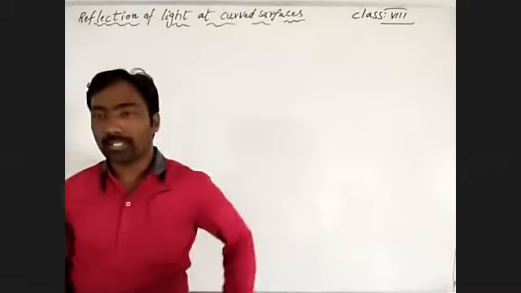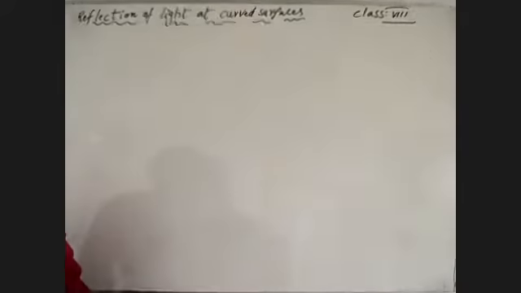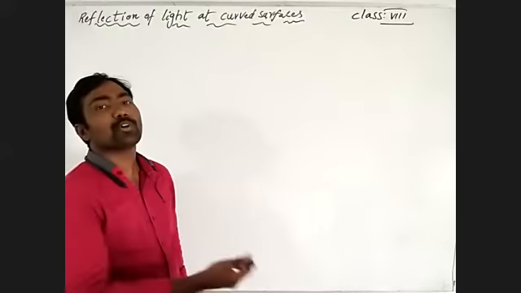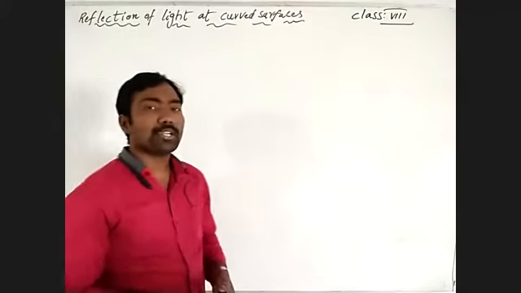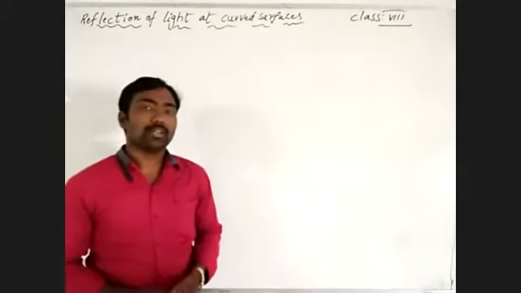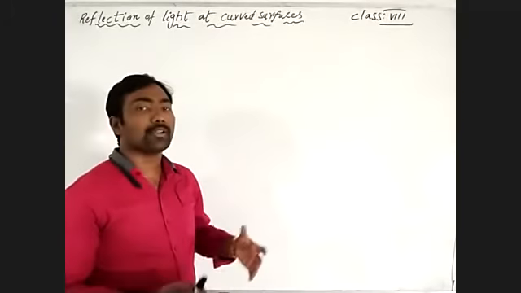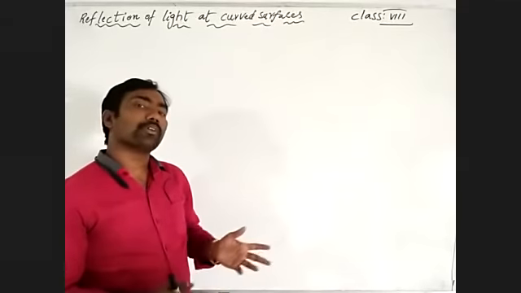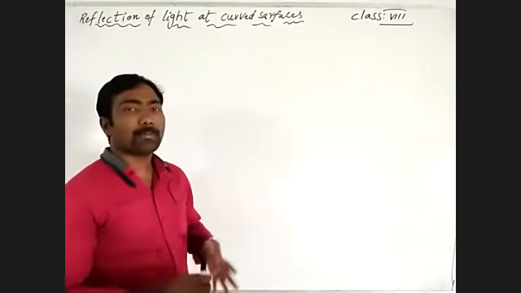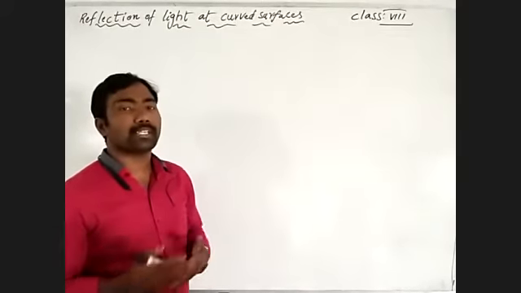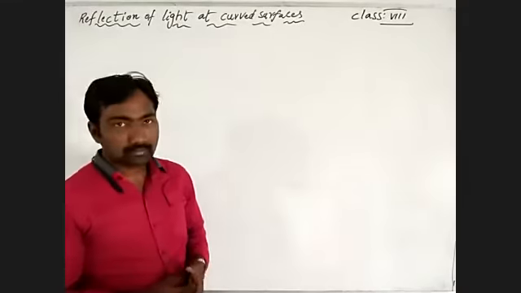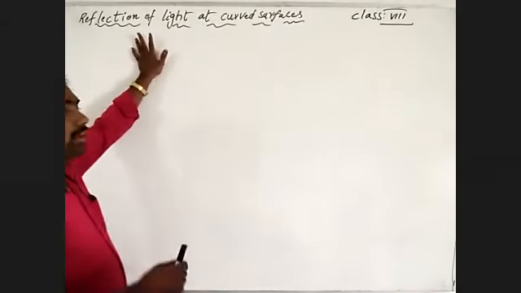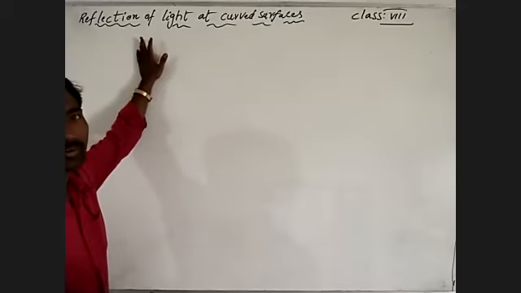In the last class we also learned one more thing: the rules of sign convention for spherical mirrors, meaning in which direction we have to measure the distances, from where we have to measure them, and which direction we take as positive or negative.